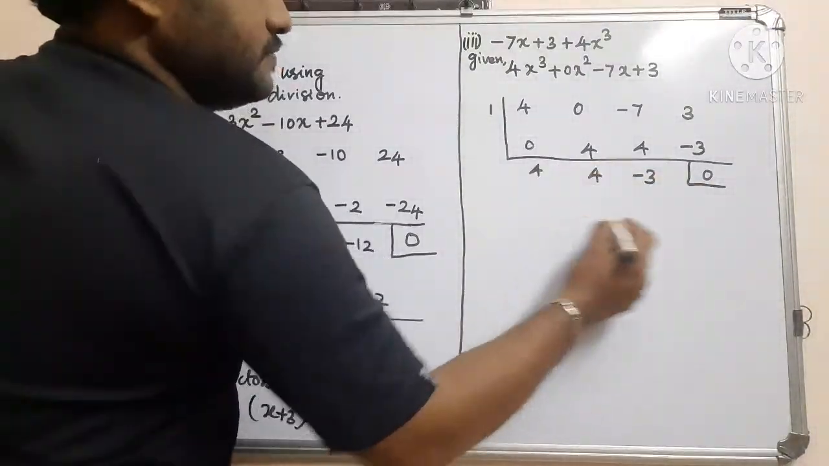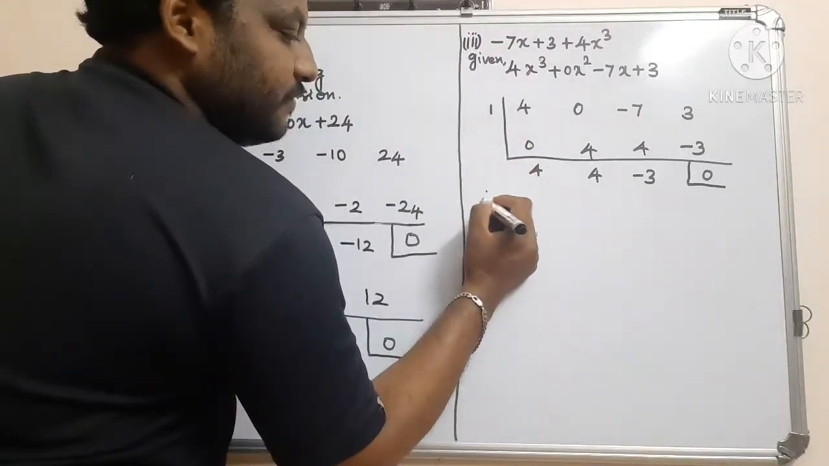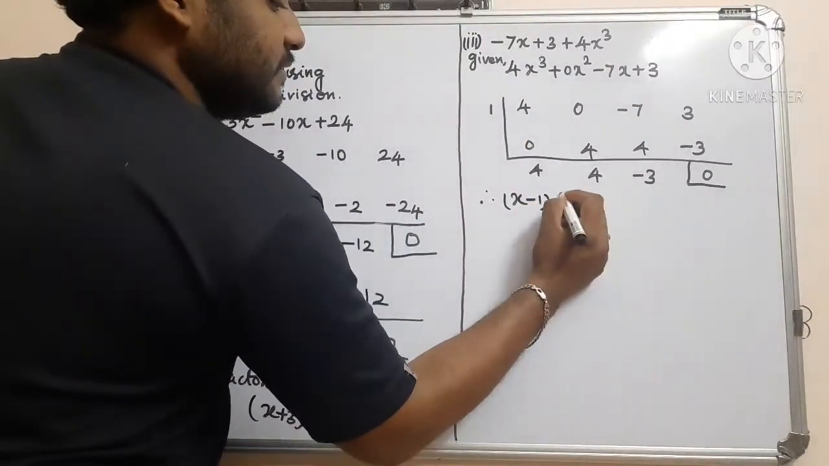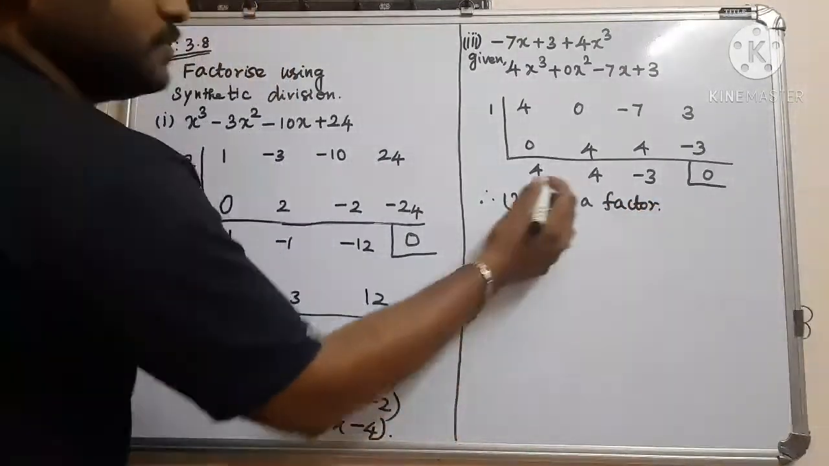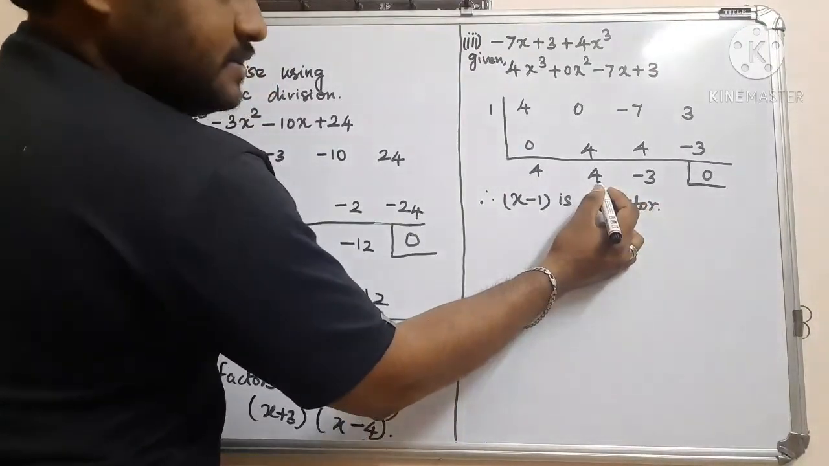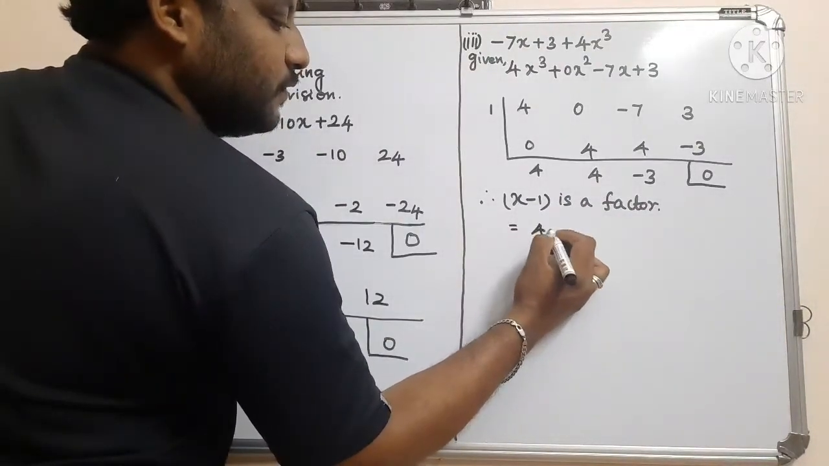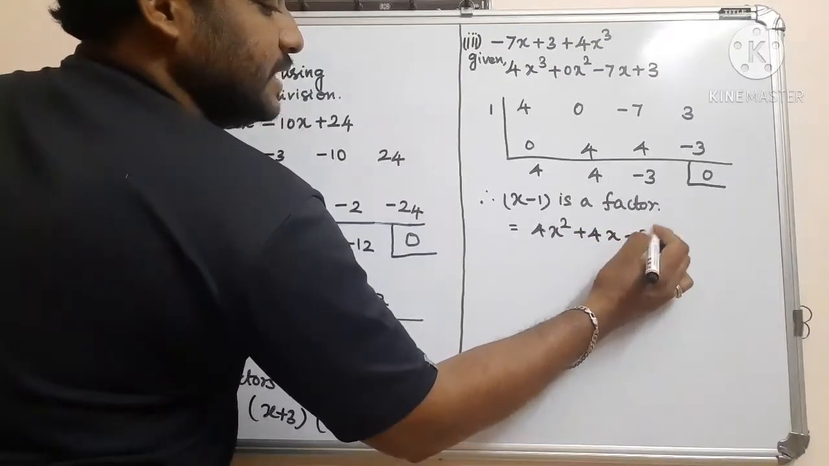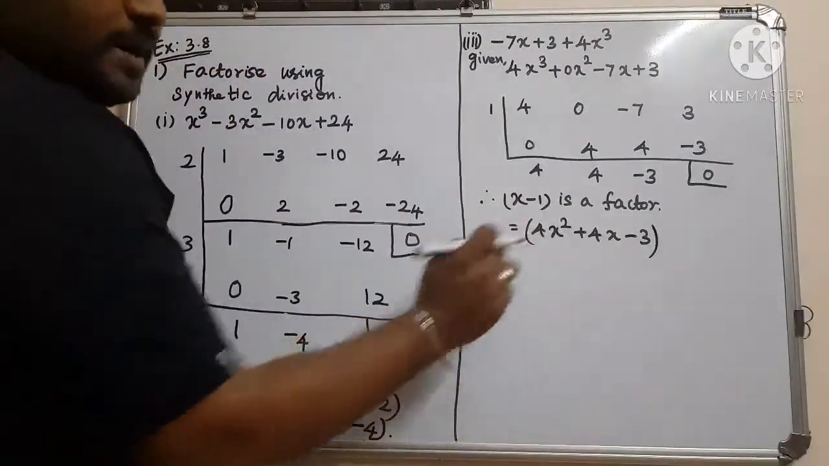And then the remaining terms. Therefore, x minus 1 is a factor. So the remaining polynomial is: the last term is the constant term, then before that is the x term, and then the x square term. So the remaining polynomial is 4x square plus 4x minus 3. This is the remaining polynomial. We have to factorize this polynomial. This is a quadratic polynomial.